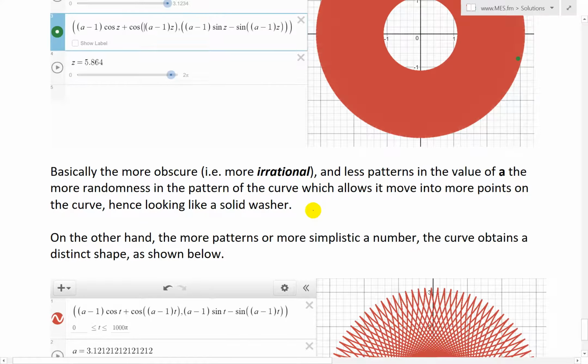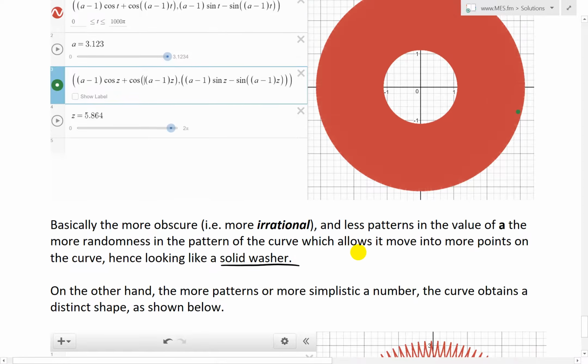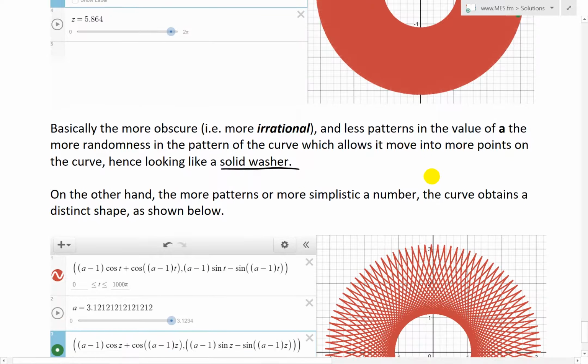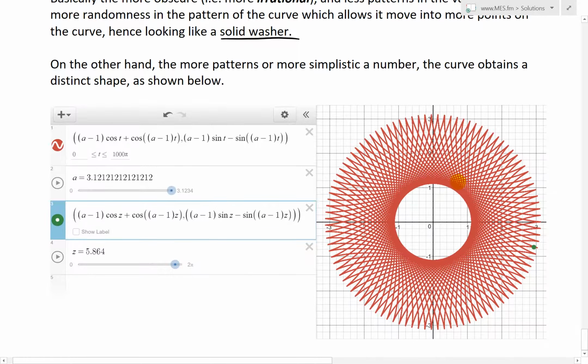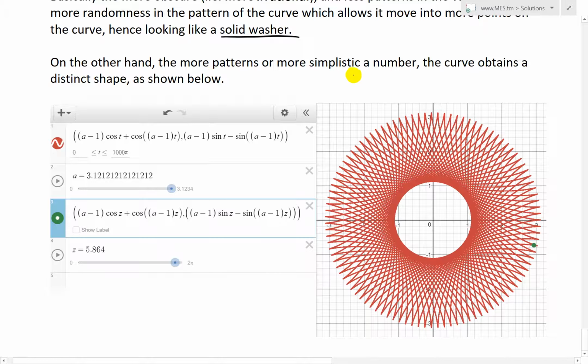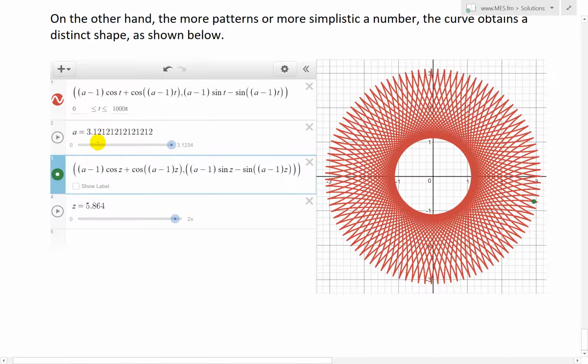This allows it to move into more points on the curve, hence looking like a solid washer. So if there's more pattern, it's going to follow a specific pattern. The less pattern there is, it's going to hit more points in the curve. On the other hand, the more patterns or more simplistic a number, the curve obtains a distinct shape as shown below. Here I've got it at 3.121212, and you get a shape that looks like that.